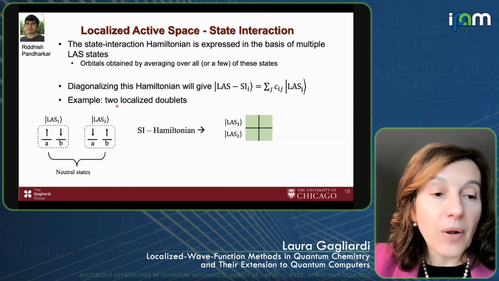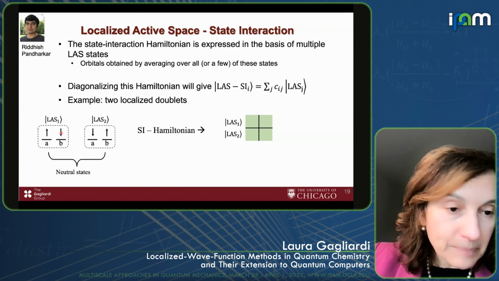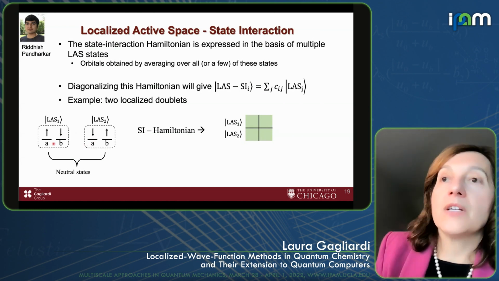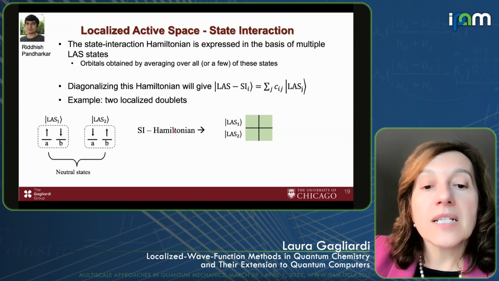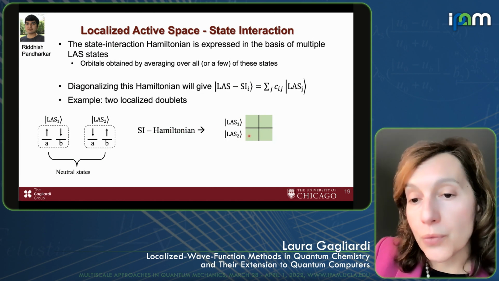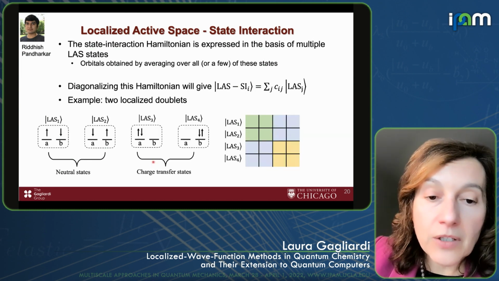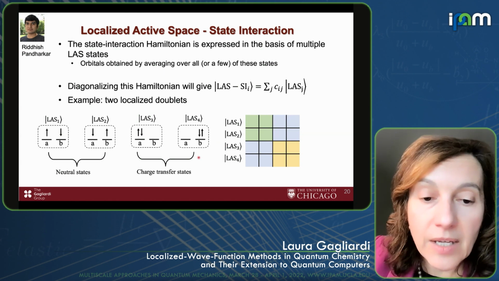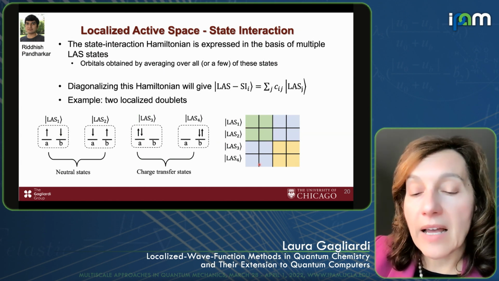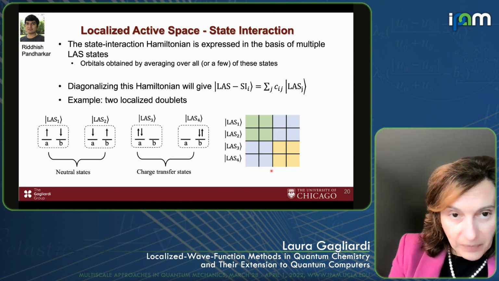And so, for example, this is an example. Let's suppose that we have two localized doublets on two different fragments, and we can call these neutral states. We can set up a state interaction Hamiltonian, which will have two of these states, so it's a 2 by 2. Or we can also consider charge transfer states, where the two electrons are all in one orbital, and then we will have a 4 by 4 Hamiltonian matrix.